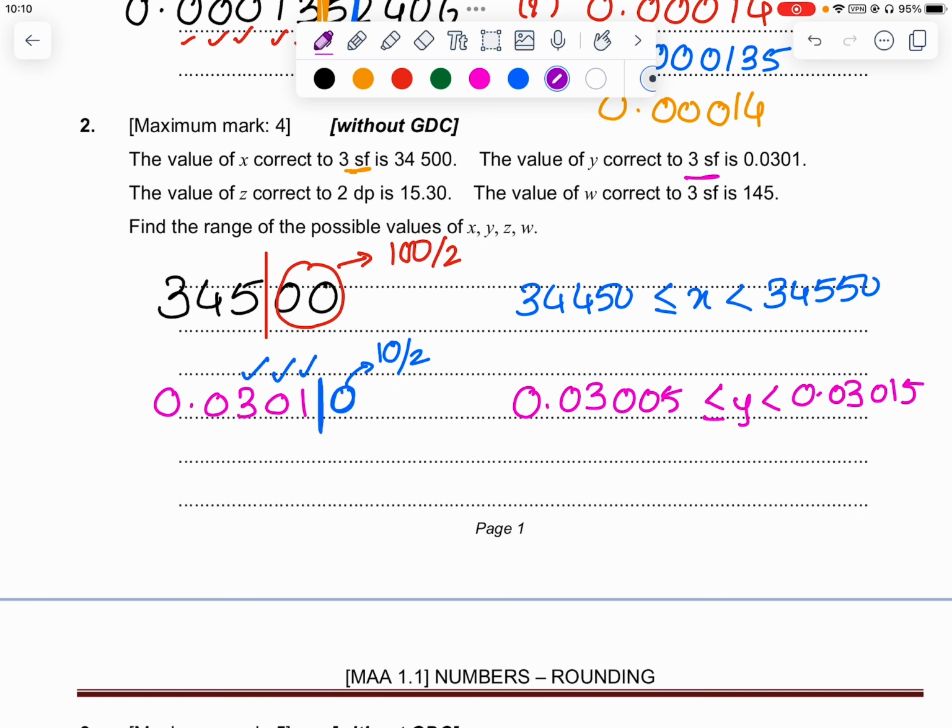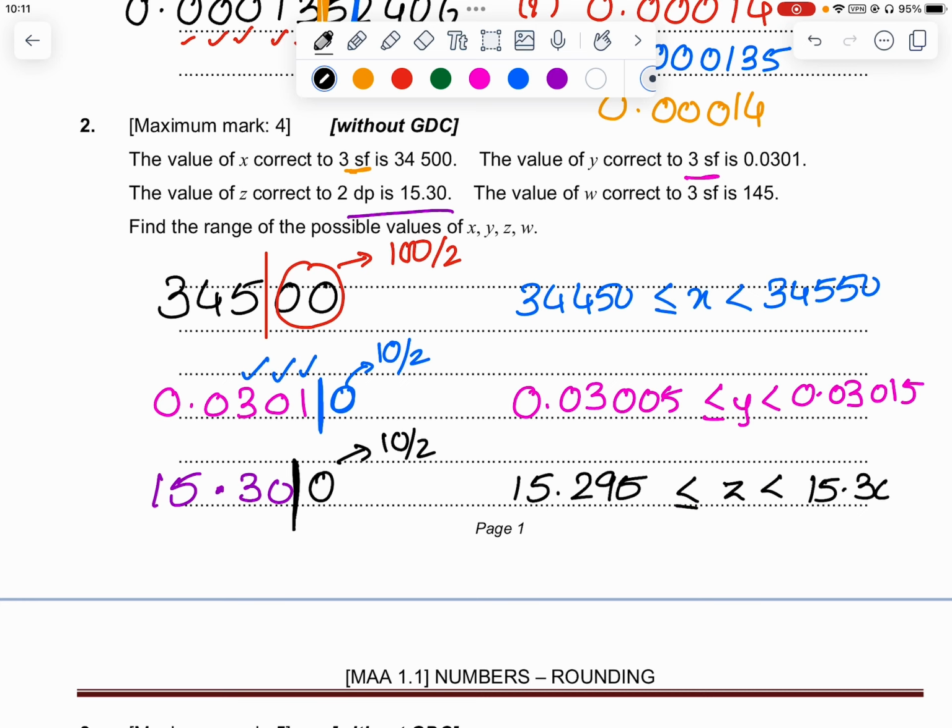Next one, two decimal places. 15.30, two decimal places. So draw a line after two decimal places. Again, I write a 0 over here. It is 10. 10 divided by 2 is 5. So add 5 and subtract 5. So from 300, if at all I subtract 5, it becomes 295. So 15.295 is less than or equal to z, which is less than 15.305.